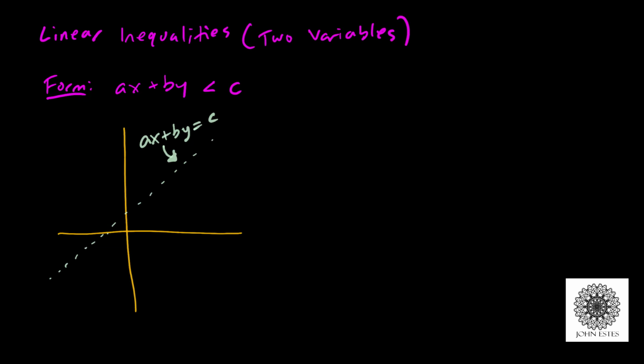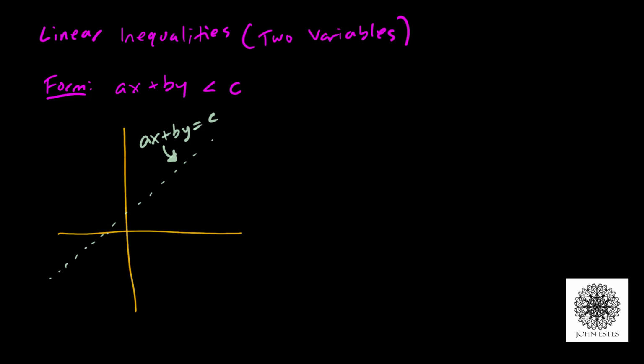The way to think about this is we know what ax plus by equals c is. That's the equation of a line. That's the standard form of the equation of a line. So if you see my picture here, I have an axis with a line represented by this dotted line, and it says ax plus by equals c. That is the dotted line there.